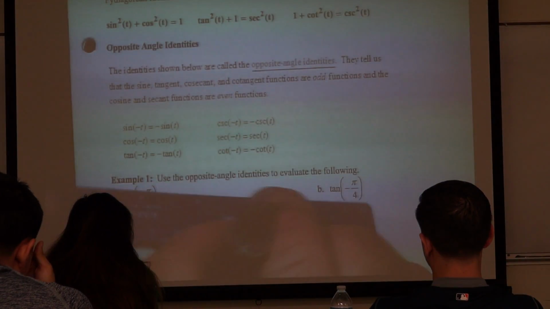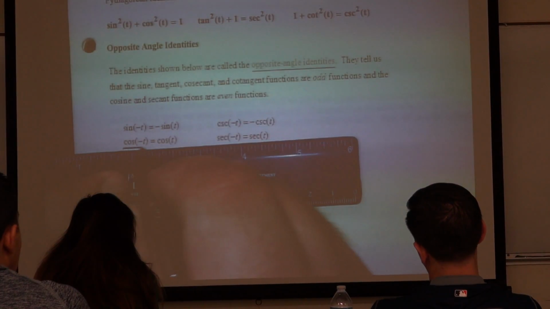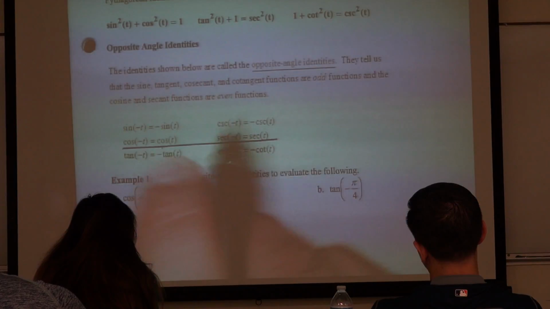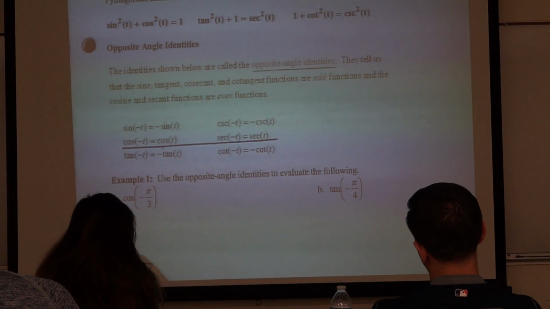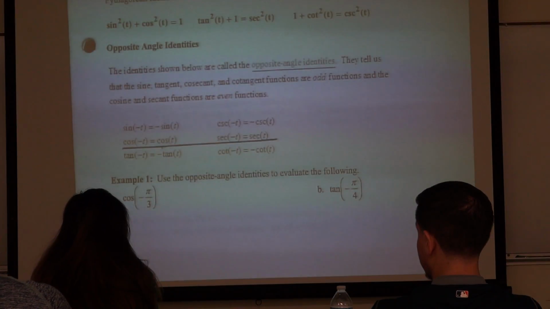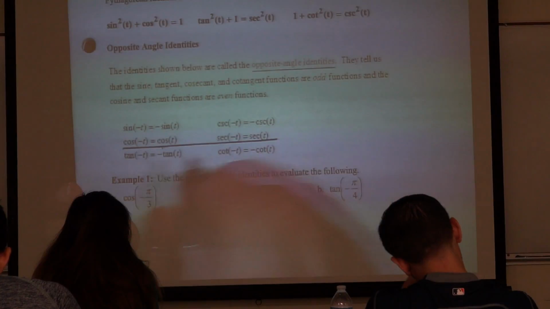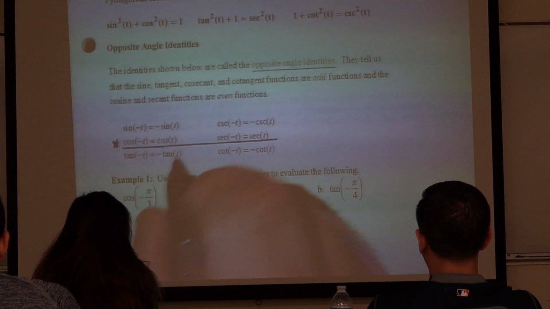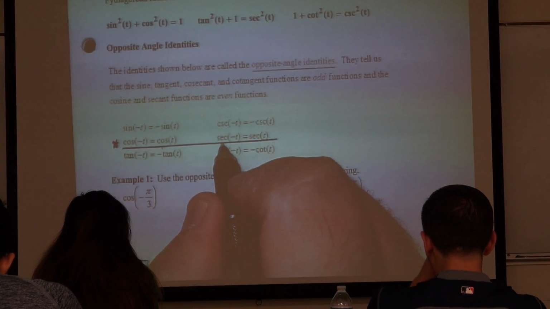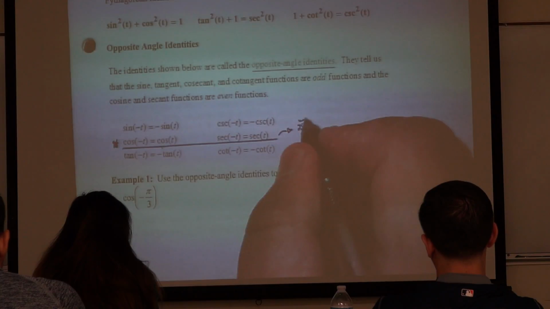Because if you look at cosine, you see that if you replace x with negative x, nothing happens, right? The other ones, if you replace x with negative x, you get an opposite value, which means everything is odd except cosine. Notice also that cosine behaves the same way as secant, because they are reciprocals. This is the only even function.